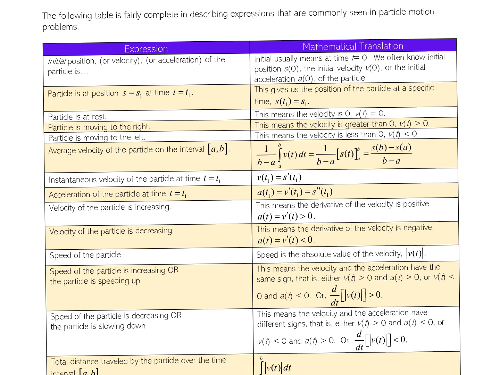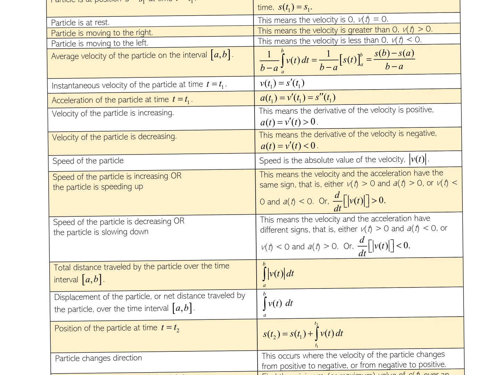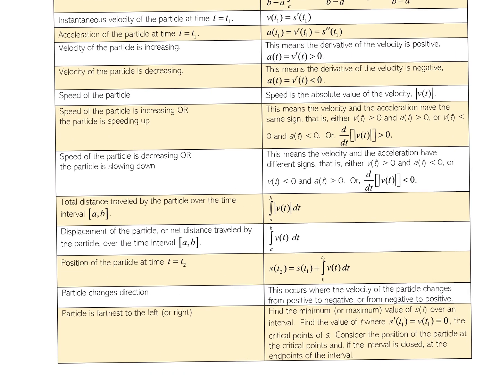So if I ask you, for instance, is the speed of the particle increasing or is the particle speeding up, you would have to know that if the particle is speeding up, the velocity and the acceleration have the same sign. So they're either both positive or they're both negative. So just things like that. So what I would do is, again, take some time and familiarize yourself with all these different scenarios. Once you do enough questions, you'll start to familiarize a little bit more.